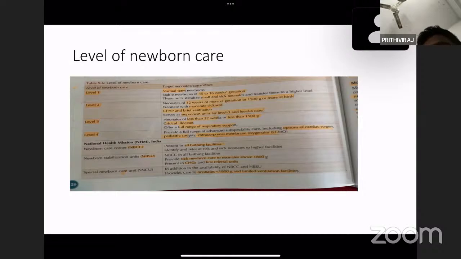According to National Health Mission, what are the levels of newborn care? One is your newborn care.